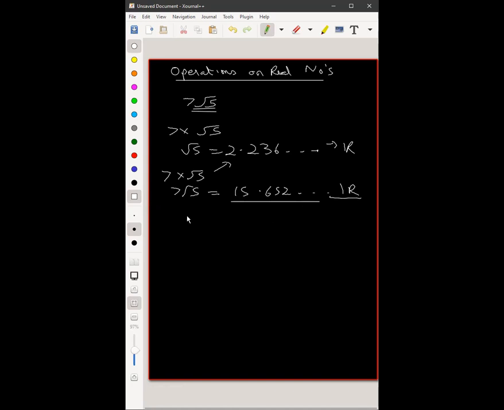Right? What about 7 by √5? Okay, we'll come to this a little later. How do we do it with something on the denominator side? All the values of the root.